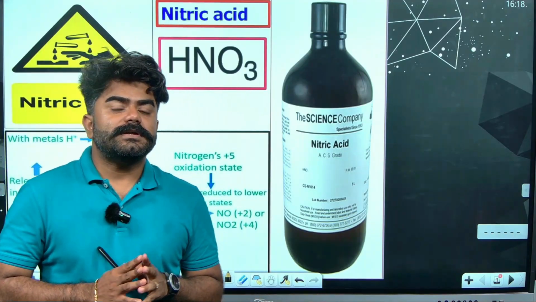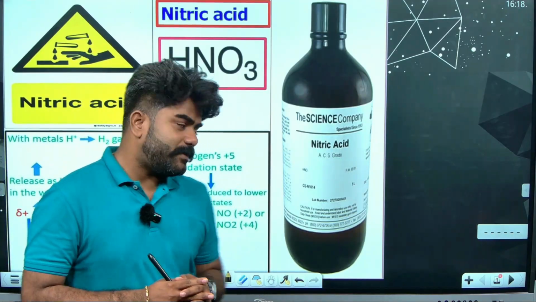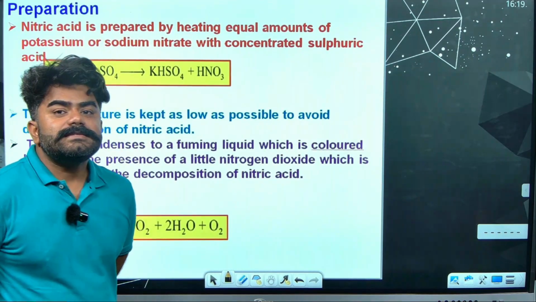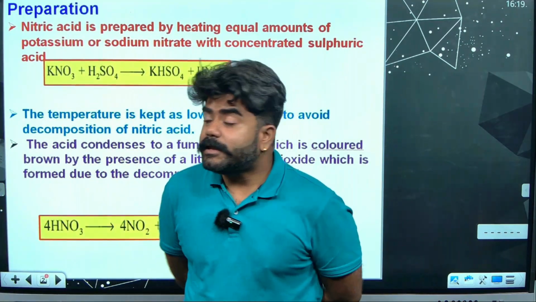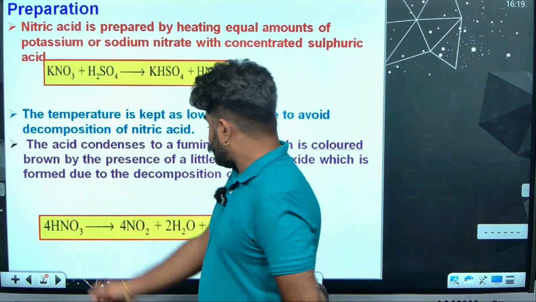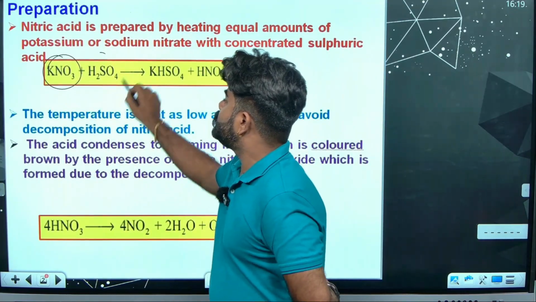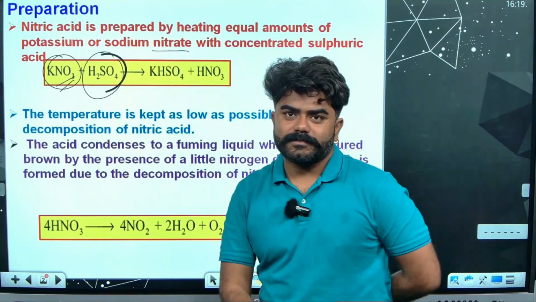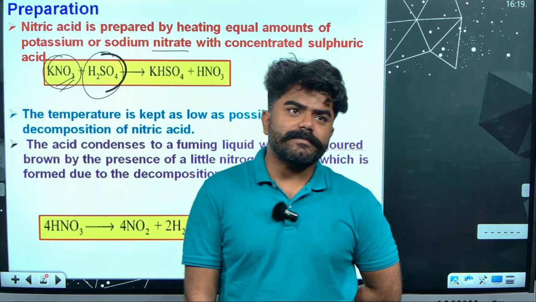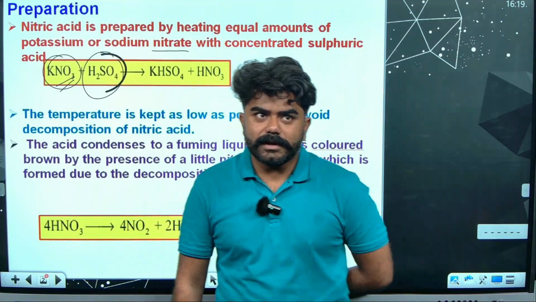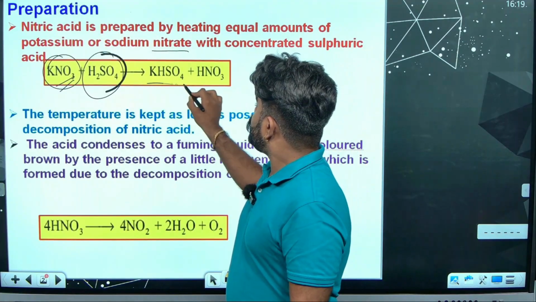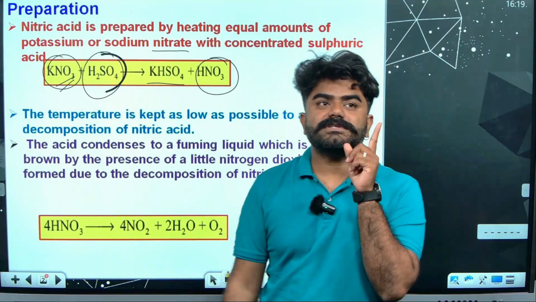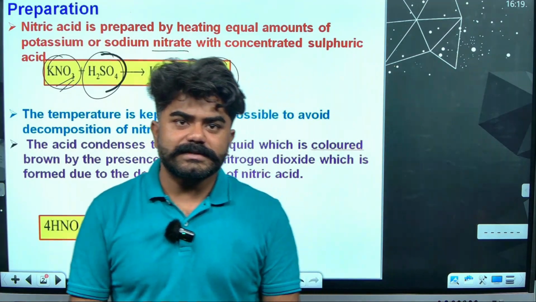Now we are going to see the properties and preparation of nitric acid. How can we prepare nitric acid? We take equal amounts of potassium nitrate and sulfuric acid. It need not be potassium nitrate, we can also take sodium nitrate. So you can take either potassium nitrate or sodium nitrate along with sulfuric acid and you will get potassium or sodium bisulfate along with HNO3 as a byproduct. So this is one way of preparation of nitric acid.